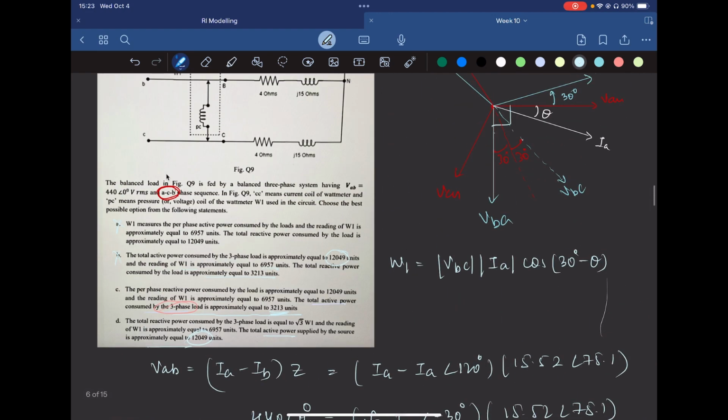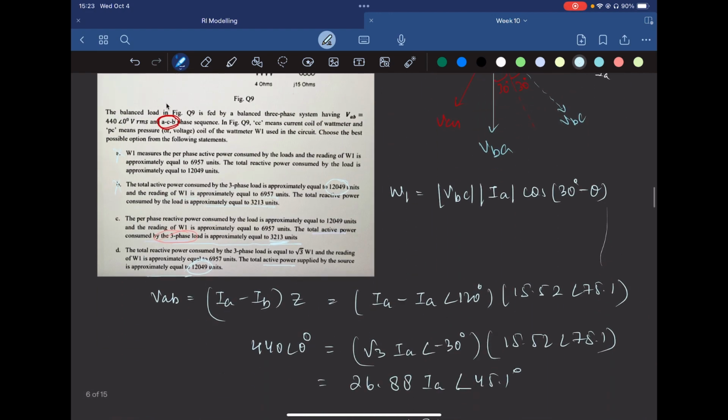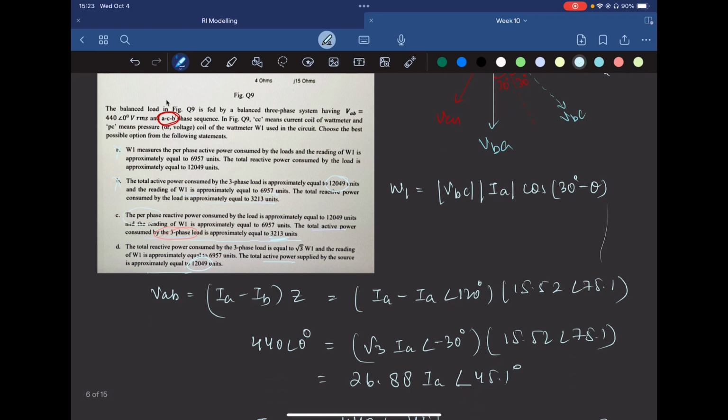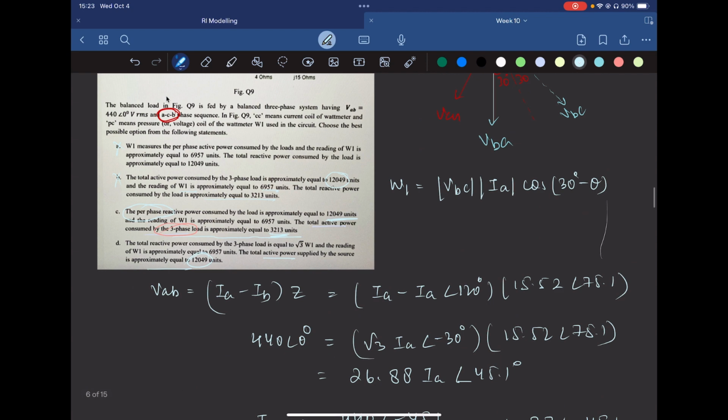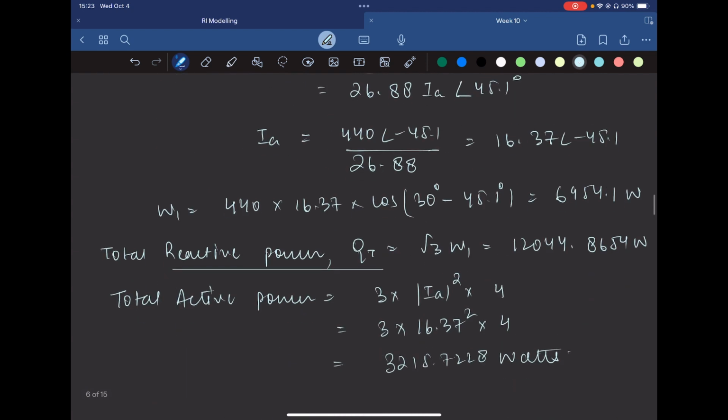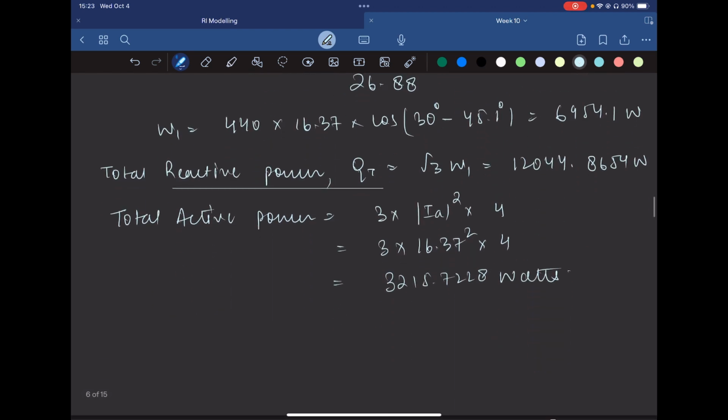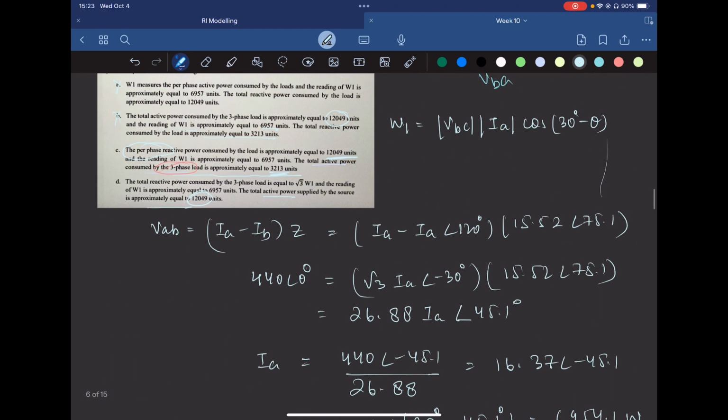But I still have one doubt about this question. They said that it's the per phase reactive power consumed by the load is approximately equal to 12049 units. But it's not per phase; it's the total reactive power consumed by the load, right? It's root 3 times W1. I'm still a bit concerned with these wordings, but the closest answer is C. D is wrong.